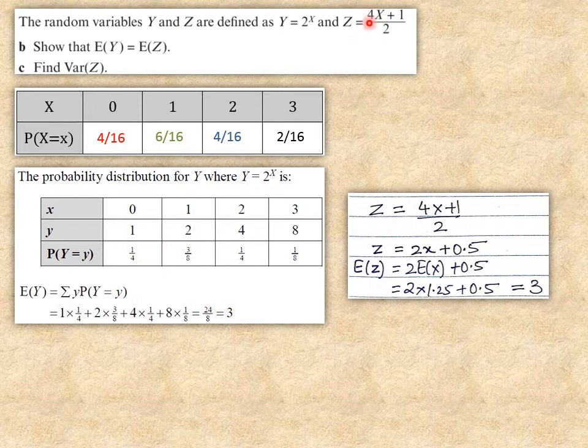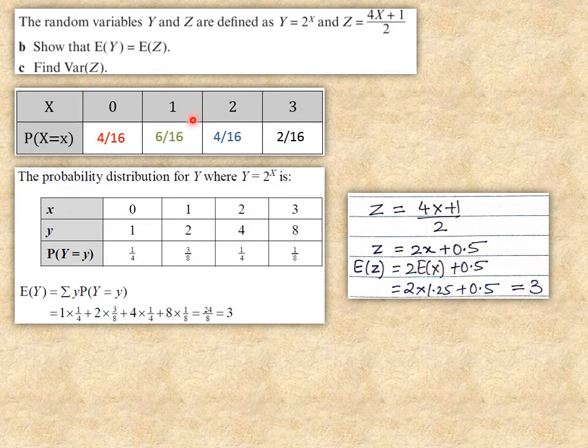However, for z, we can use the formula for coding because I see this is linear. If I just simplify this, see, I've done it here. This is 2x plus 0.5. So I can say expectation of z will be 2 times expectation of x plus 0.5. X becomes E(x), z becomes E(z). Substitute. This is also 3, this is also 3, and this is what the question is asking us to find: show that the expectation of both are the same. We just proved that this is also 3, this is also 3.